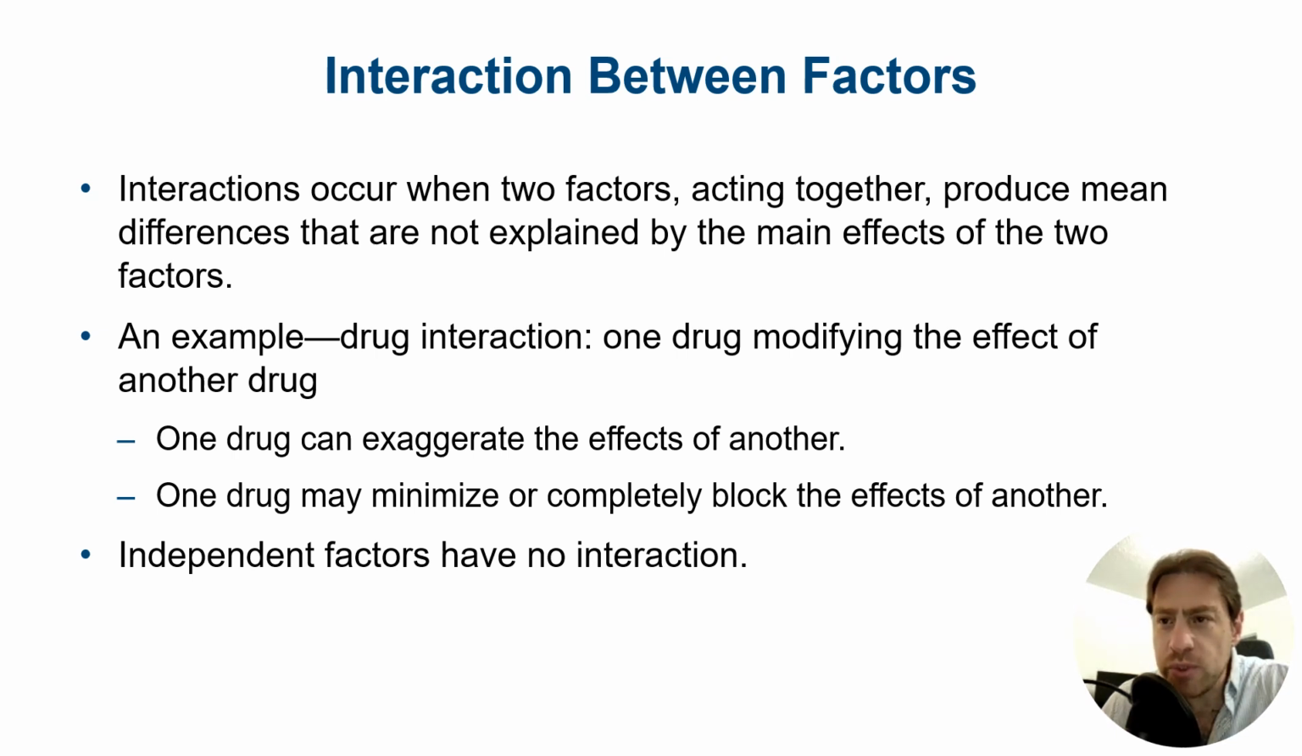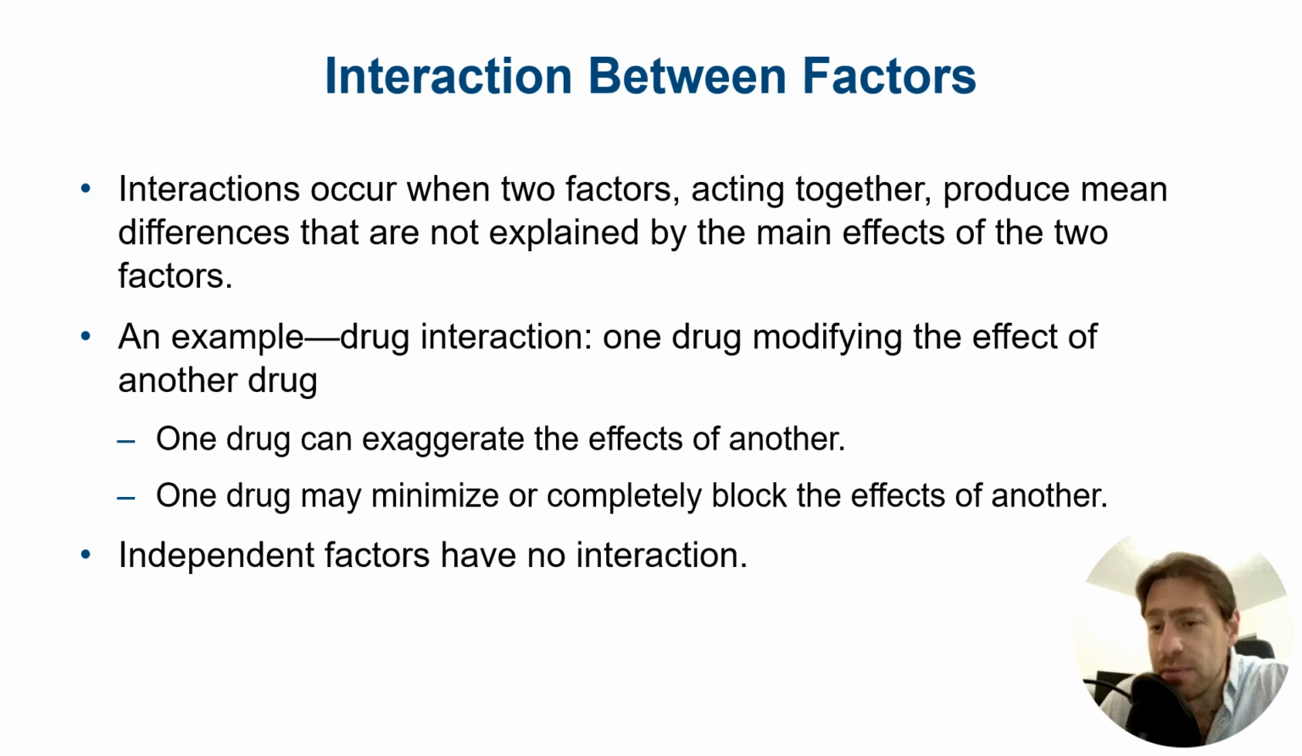Okay, so we talked about main effects. Now let's talk about interactions. So factorial designs allow researchers to examine how combinations of factors jointly influence behavior. Now, sometimes the effects of one factor are independent of the other factor, and these are called independent factors. And other times, one factor influences the effect of the other, producing what is called an interaction.